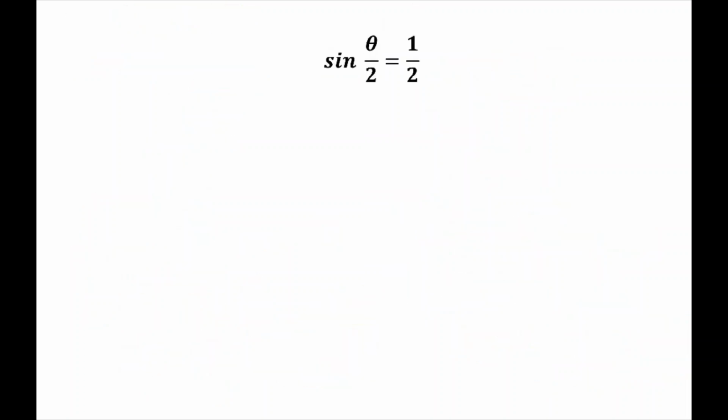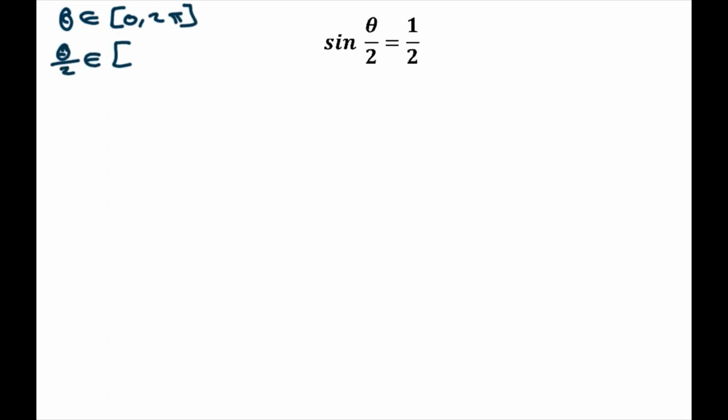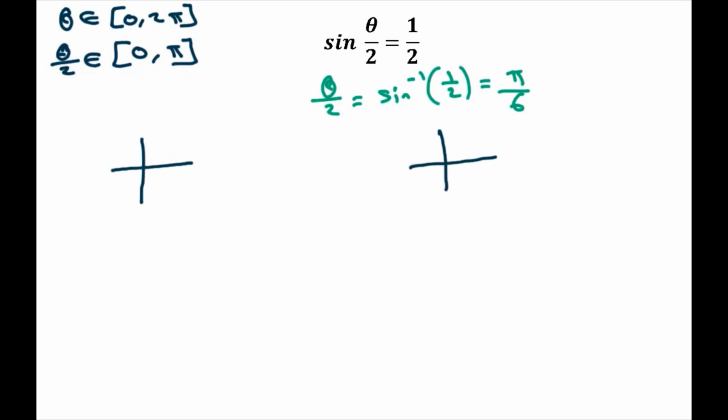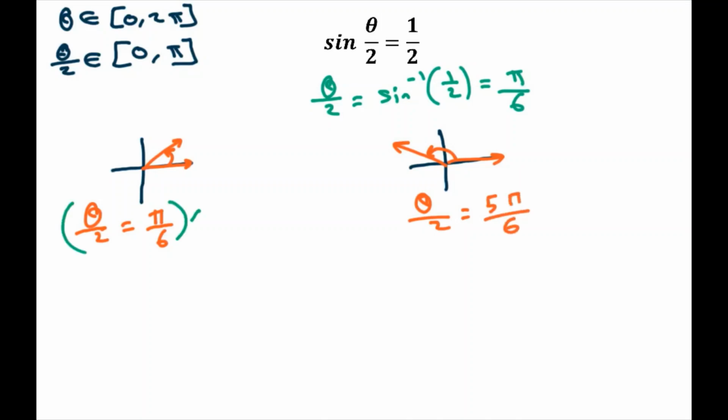Now I'm talking about sine theta over 2 equal 1/2. Well, again, theta is between 0 to 2 pi. And when I ask about theta over 2, I'm expecting to divide everything by 2, which is pi. Now we are going to follow the same steps by taking sine inverse of both sides. So theta over 2 will be equal to sine inverse of 1/2. And that's again pi over 6. Now we need to ask ourselves, sine is positive in quadrant 1 and quadrant 2. So theta over 2 will be pi over 6. Theta over 2 will be 5 pi over 6. Now I will multiply by 2. That's going to be theta equal pi over 3. Multiply by 2. Theta equal 5 pi over 3.